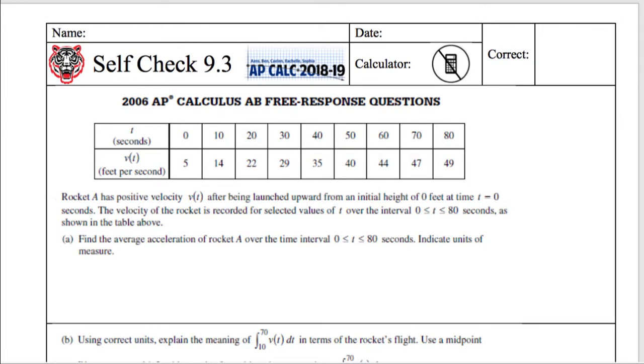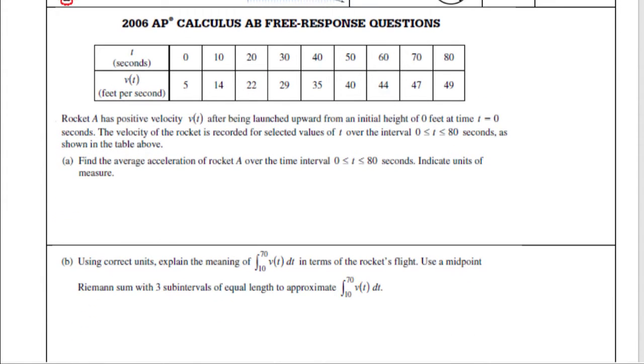Calculus! All right, so this is solutions to self-check 9.3. Let's go ahead and just work through this problem as if we just saw it for the first time. So find the average acceleration between 0 and 80. This is going to be 1 over 80 minus 0, which is just 1 over 80, integral of all this stuff.